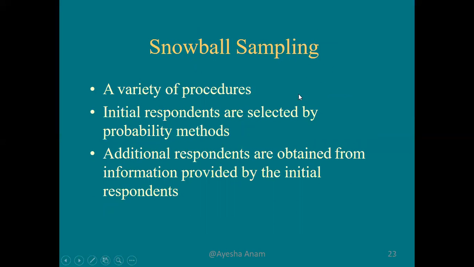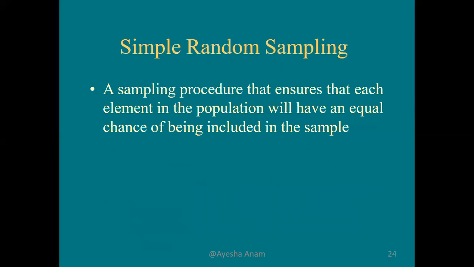Snowball sampling, a variety of procedures, and initial respondents are selected by probability methods. Additional respondents are obtained from information provided by the initial respondents. If your sampling is of snowball type, in which initial respondents are selected first, then this comes under snowball sampling.